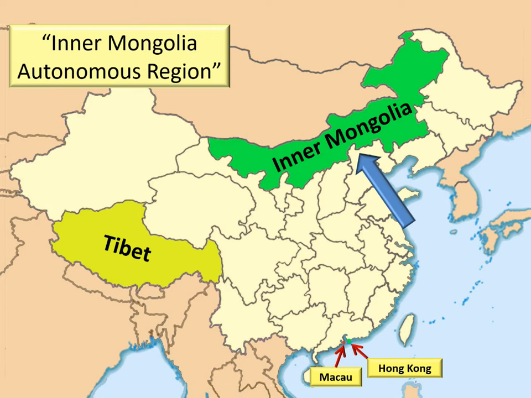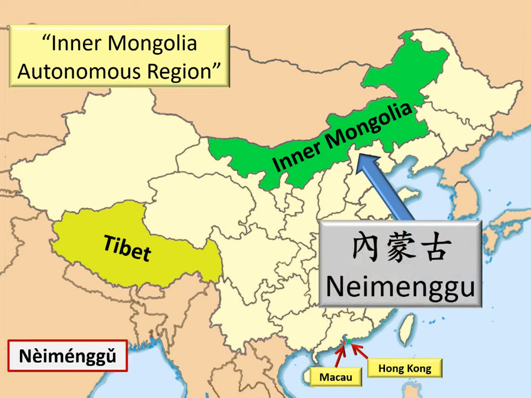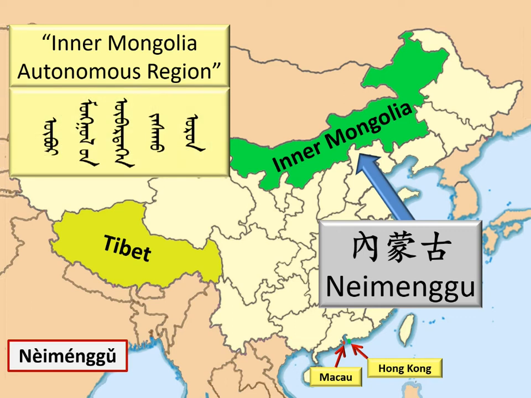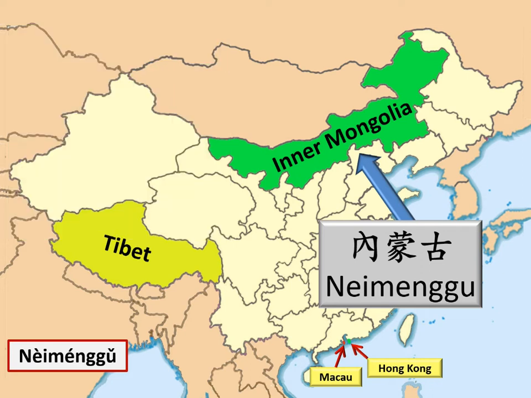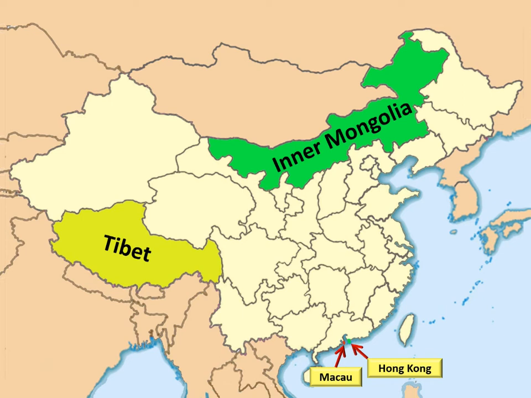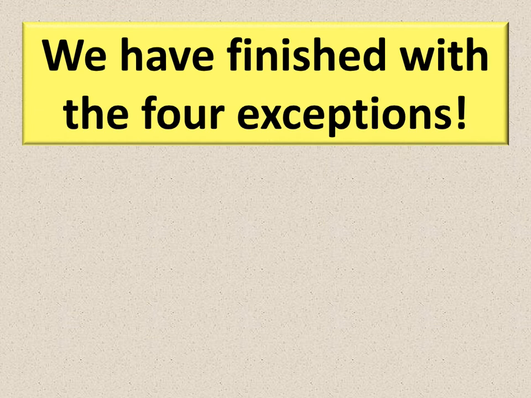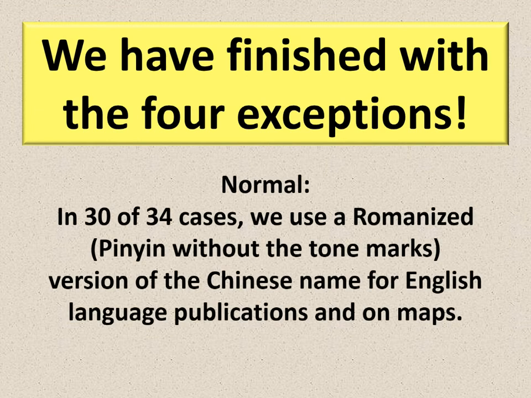The Chinese name for this region is 内蒙古. Here's how the full name of the autonomous region looks in the traditional Mongol script. Our name for the region, Inner Mongolia, is a straightforward translation of the Chinese name. Remember Inner Mongolia. We are done with the four exceptions. Now we can return to the normal situation where we use the romanized spelling of Chinese names.